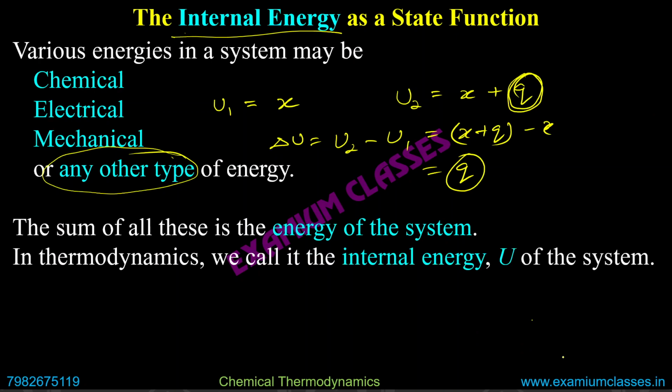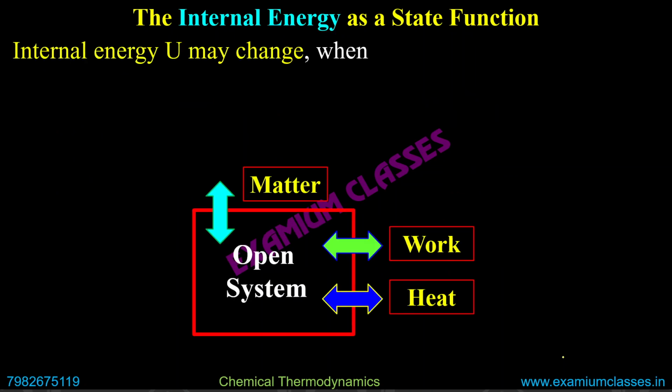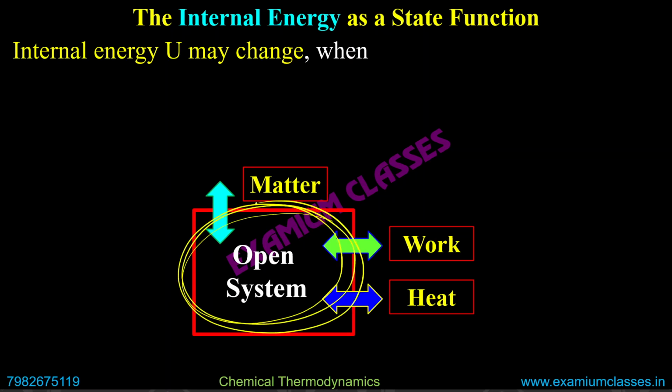Thus, in thermodynamics we call it internal energy, that is U of the system. The internal energy changes when matter is changed. Suppose you have 100 grams of matter and you have 200 grams of matter, the internal energy obviously will be double. Whether you do work on the system or work is done by the system, whether you provide heat to the system or heat is released from the system, in all cases the internal energy of the system will change.